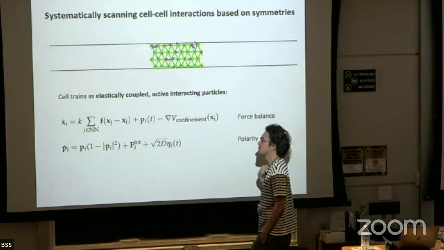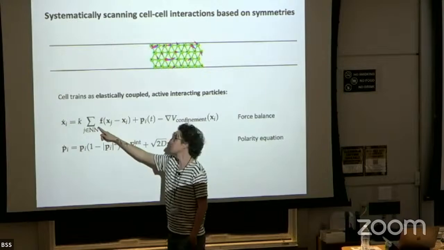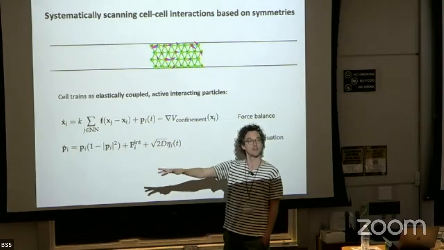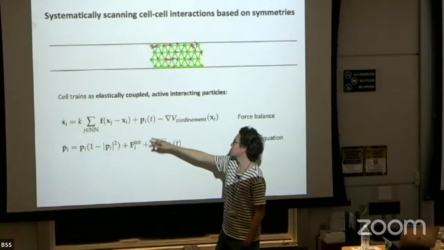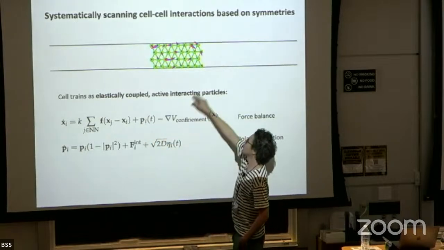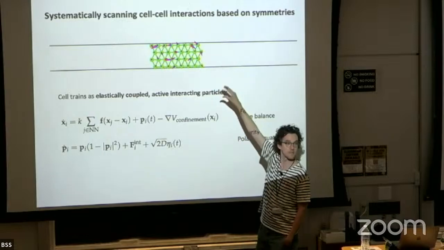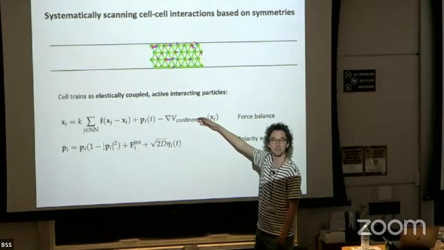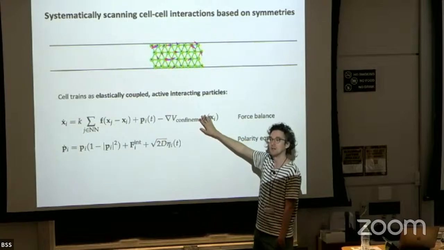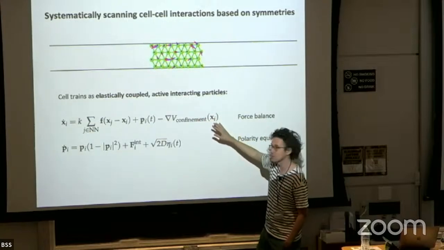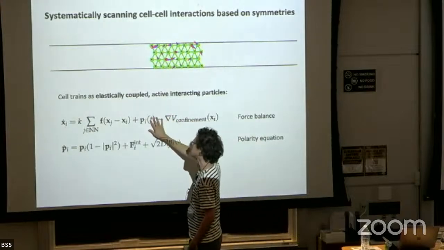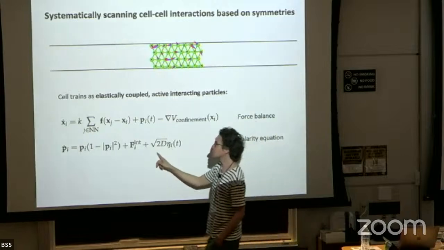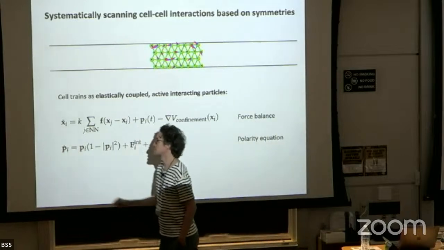This is just an overdamped equation where you have springs and a polarity force. This is the force that cells exert on the substrate in the direction of the polarity that moves them. There's some confinement, but that's just because you want them to stay on a stripe. So this is pretty boring. We wrote it at the linear level. You could write some nonlinear terms, but I don't think it matters. There's essentially nothing else you can write of this type. The interesting equation now is my polarity equation.